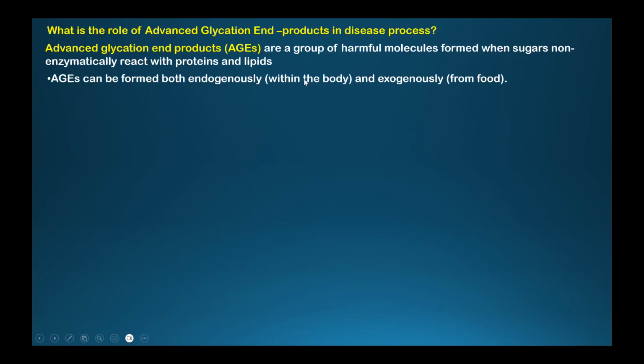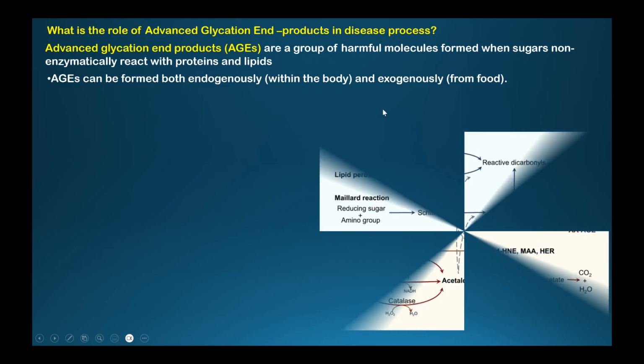Now a little bit about advanced glycation end products. They are nothing but harmful molecules formed non-enzymatically by the glucose which is present, which reacts with proteins and lipids. Very simple definition. Advanced glycation end products are a group of harmful molecules formed by the combination of sugar with proteins and lipids, and can be formed both endogenously and exogenously.